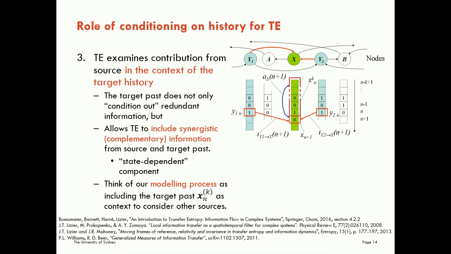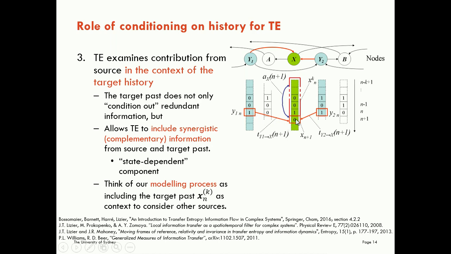Having an understanding of the past state of the target allows us to understand the influence of the source, allows us to decode that influence of the source. This was labelled as a state-dependent component of information transfer by Williams and Beer. A simple example here is if we have an exclusive OR operation occurring between our source and our target past in generating the target next state.